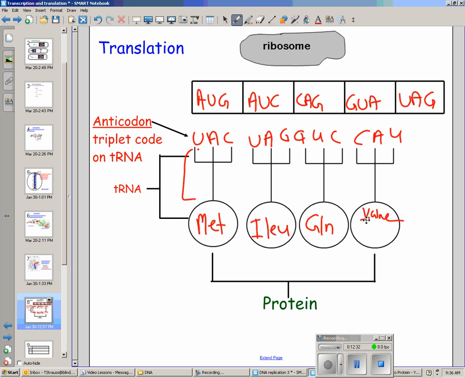So this whole structure that we have, all those amino acids are going to be joined by peptide bonds, and that forms our polypeptide or our protein. That's the process of translation and transcription.